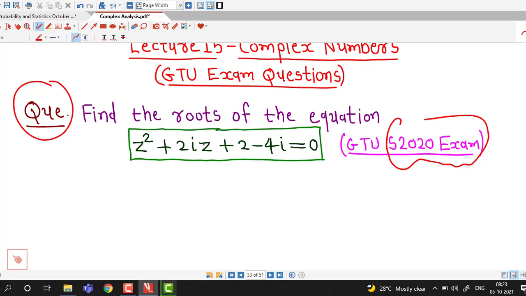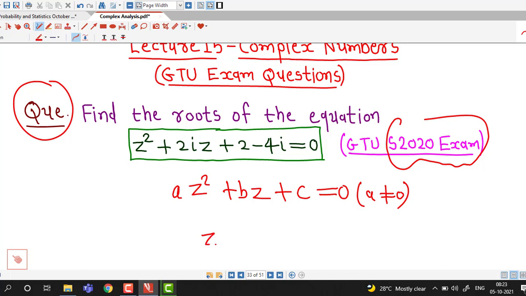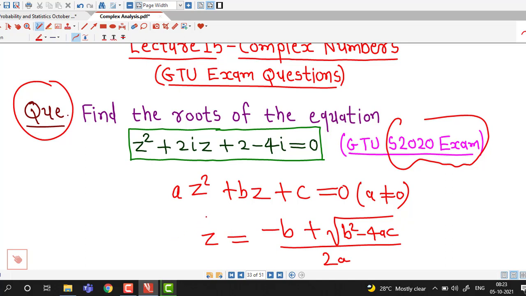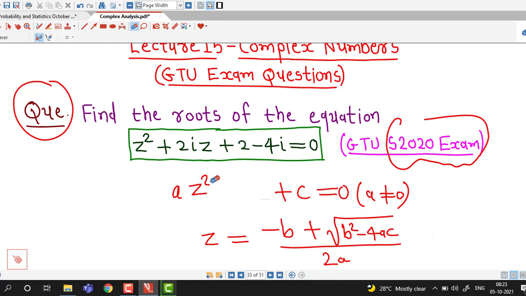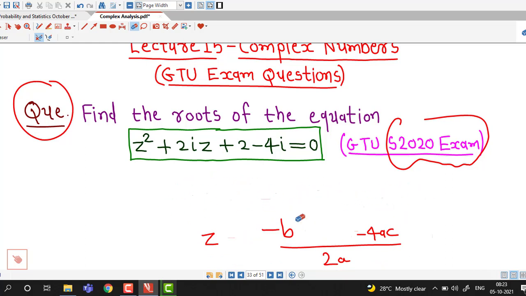So we know that this is a quadratic equation in complex variable z, and the solution of the quadratic equation a z square plus bz plus c equal to 0, where a is non-zero, is given by z equal to minus b plus or minus square root of b square minus 4ac divided by 2a. So using this formula we can find out the roots of this equation. So first we try to find out the coefficients a, b and c of this equation.